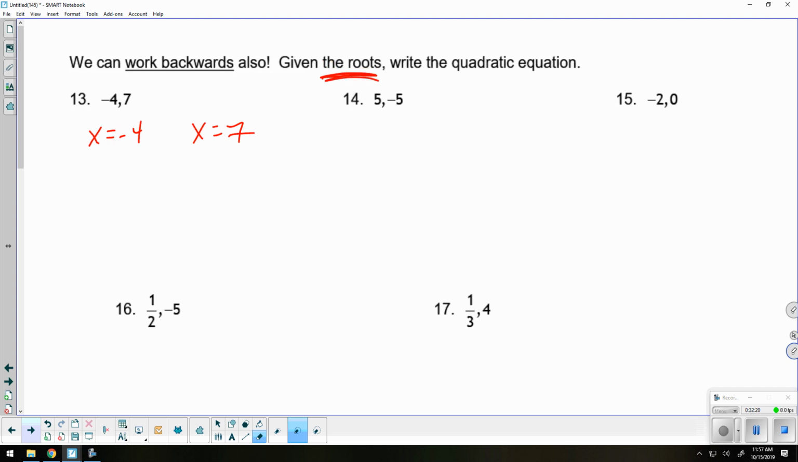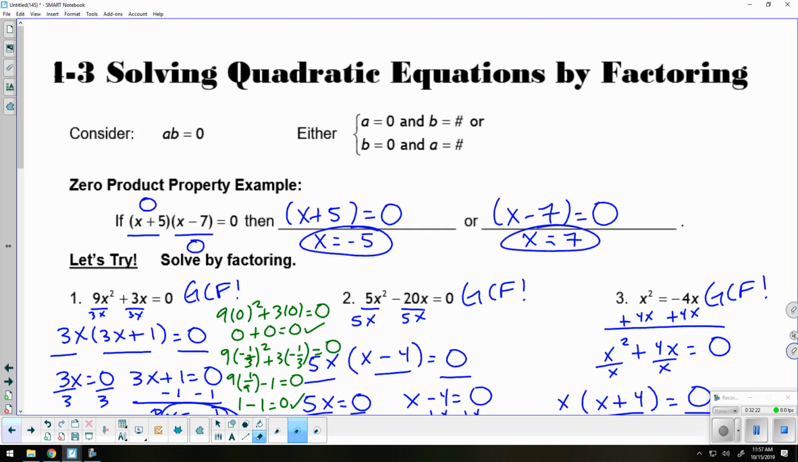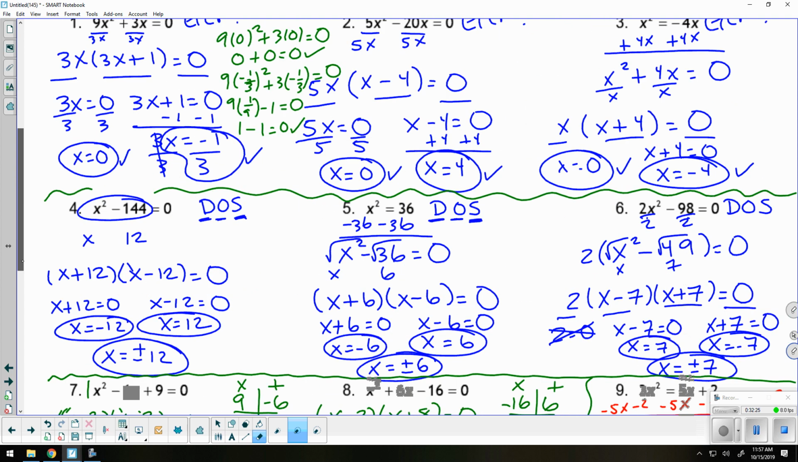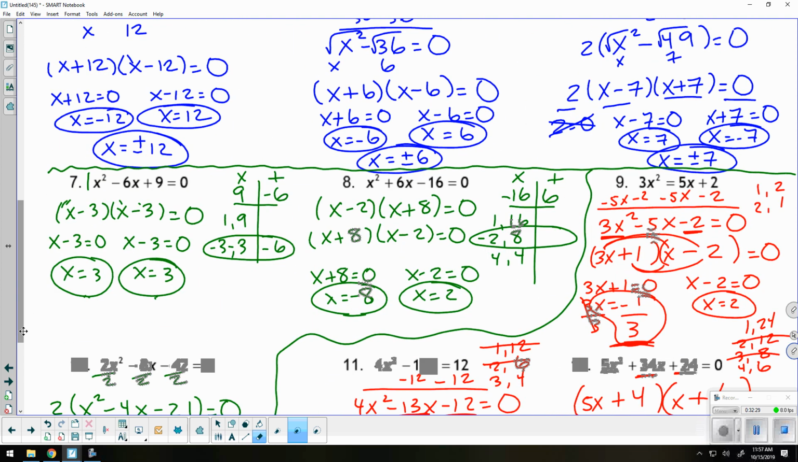To work it backwards, let's flip back here. So how are we going to work it backwards? Let's just look at an example, like number 8. We have the solutions. How do we work it backwards? Well, if you go back to the previous step, you want to set these equal to 0. Then what you're going to do is take these two and just multiply them back together again. That's it.